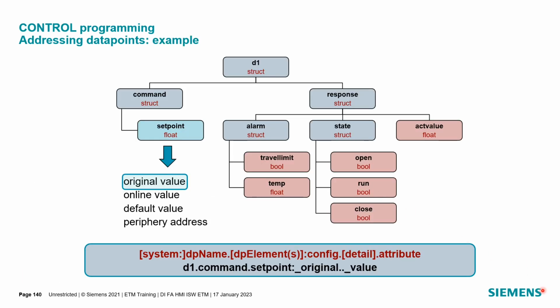Let's go through this little game. So we want to address here the original value of the set point. So we start on the host system without a system name. That's why we have here these hard brackets. So we take D1, and D1 is here. Then we take command, so dot command dot set point, colon underscore original, and the attribute in that case is value. Should be clear and very easy to code, because also auto-completion is available here. Only needs a little bit of practicing.